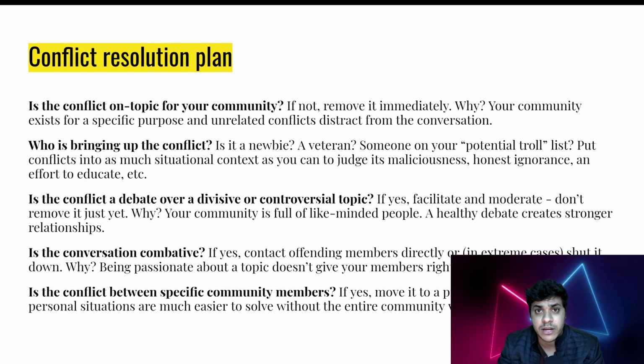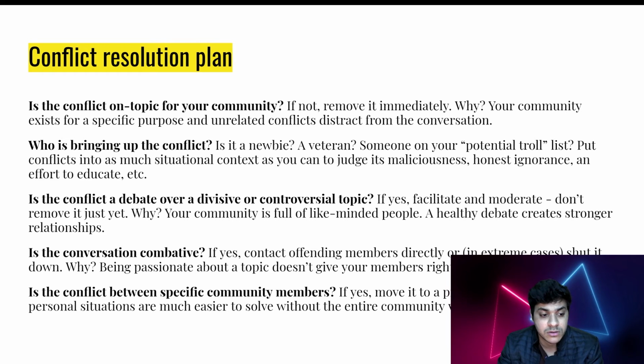Next is the kind of conversation. How is the person speaking? How is the language? Is it combative? Is it offending people? If so, maybe you want to throw it out. But just because they are aggressive in their speech, it could also be because of passion. So you need to understand those nuances. Are they actually trying to offend people, or are they just passionate about what they're speaking about?